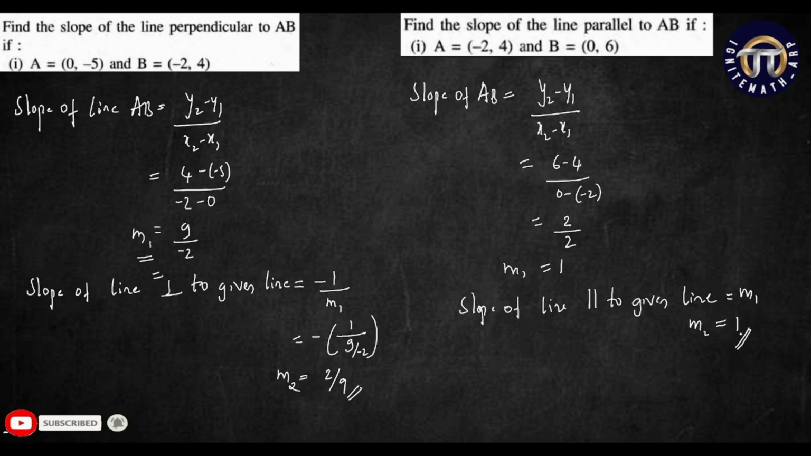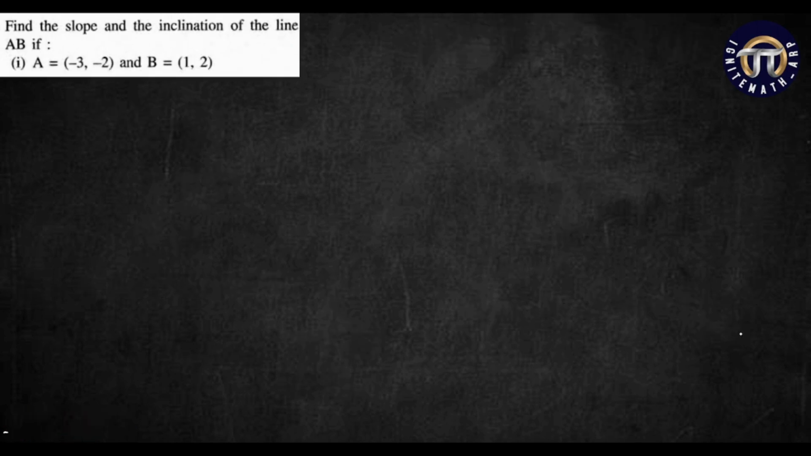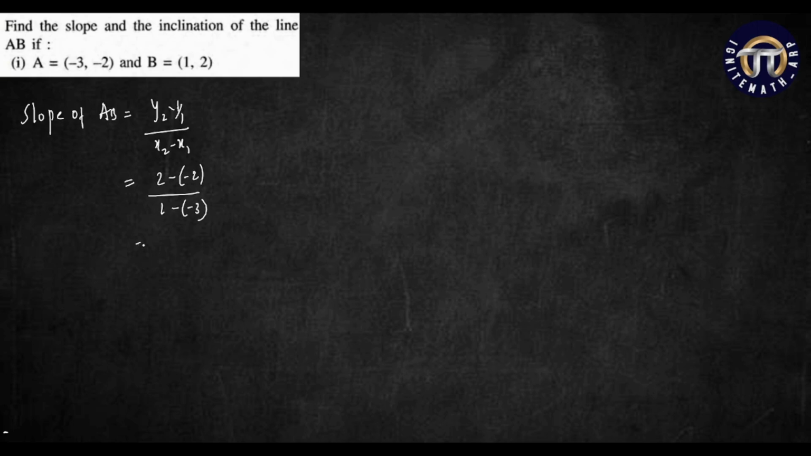Is it clear? Yes. Now let us see the next question: find the slope and the inclination of the line AB. So first I'll find out the slope of AB. It is (y2 minus y1) by (x2 minus x1). So 2 minus of minus 2 by 1 minus of minus 3. So this becomes 2 plus 2, 1 plus 3. That is 4 by 4, which is equal to 1. Slope of the line AB is equal to 1.